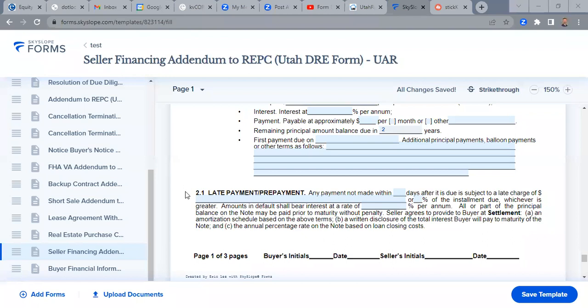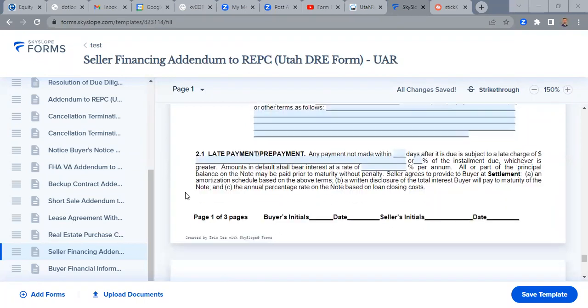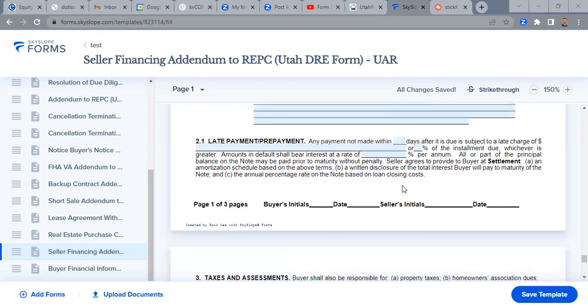I'm going to go back to the form, because that is covered in this form. And I love the things that you're bringing up as risks, Alan, because it's nice to see that all of your concerns are actually addressed in the form. Okay. So when we talk about the amortization schedule, the seller has to provide an amortization schedule. They've got to provide a written disclosure of the total interest buyer will pay to maturity of the note. So they're calculating that out, just as a lender would. And what is the APR of the note based on loan closing costs?